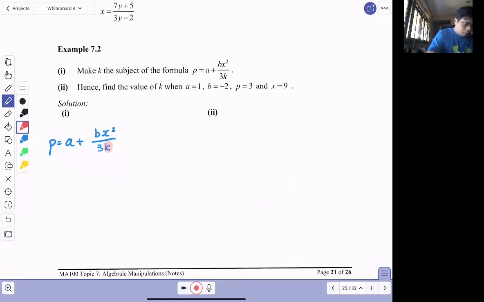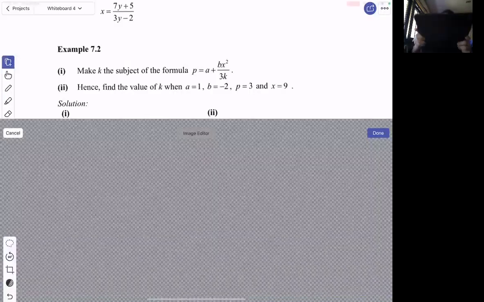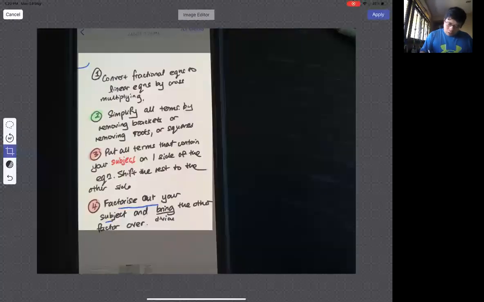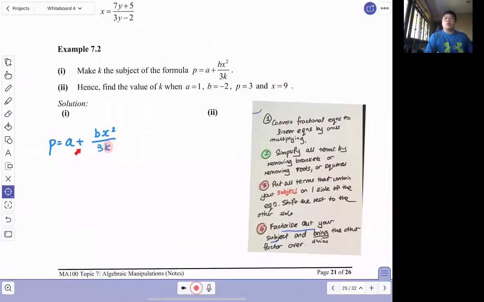This is the subject that I want. Okay, I'm applying the same tips. I'm just going to put a tip here by your side so you can see what I'm doing. First, you can see that it's not possible to cross multiply here because it's not one fraction equals one fraction. So what do we do?